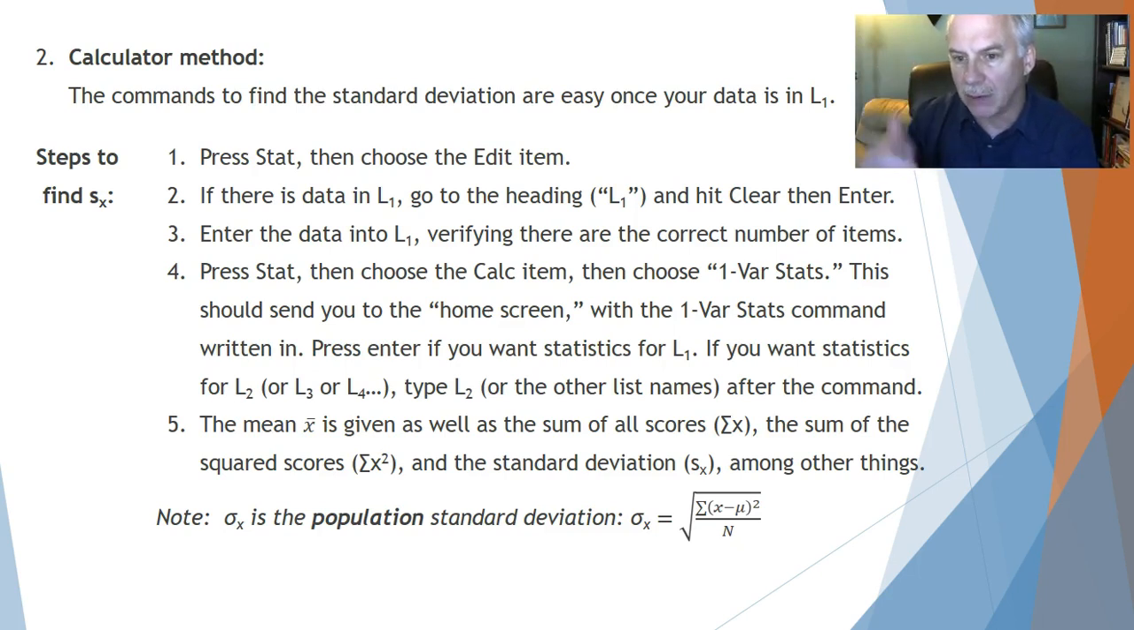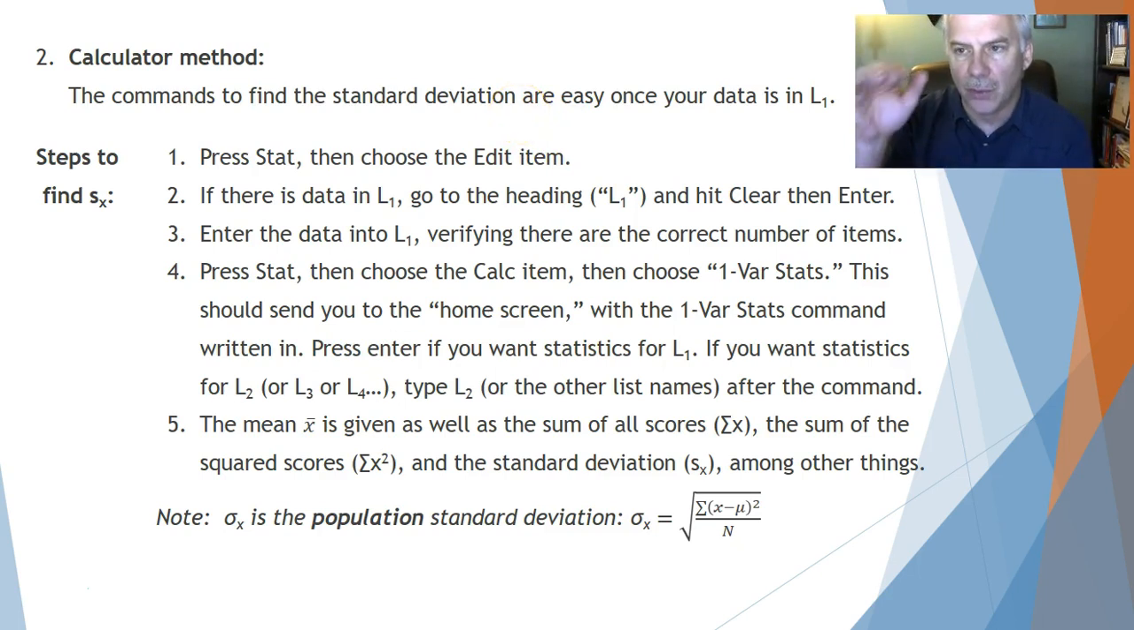to calculate. All right. Now, if you want one variable statistics to be done with the L1 data, just press enter because that's the default. But if you want some other column like L2 or L3 or L4, you'll have to type in the name by pressing second and then the number 2 or 3 or 4 to get the L2, L3, or L4. All right, but anyway, so just hit stat, calc, and then go to one variable statistics and press enter, and it should calculate your one variable statistics.